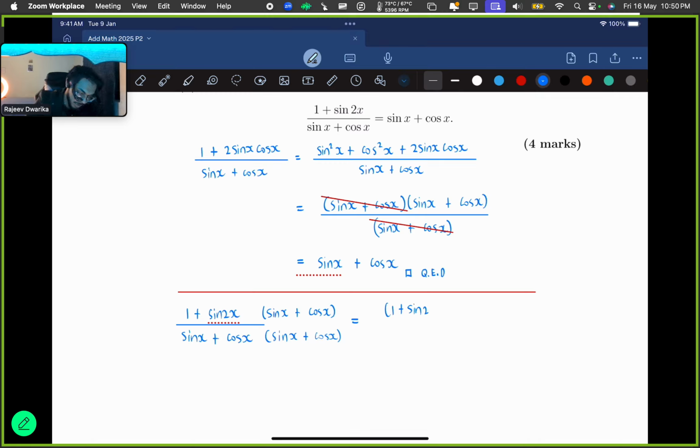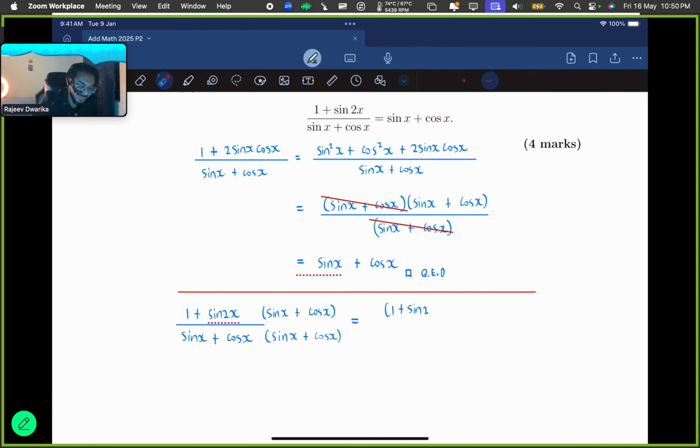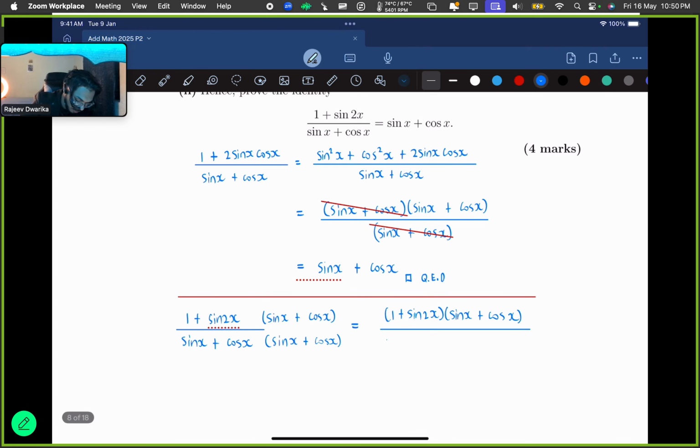You're probably wondering how I saw this, but I didn't see it at first. This just seemed more obvious to me. I could not see it otherwise, because where else are you going to get sine x plus cos x from? So I introduced it on the top and bottom. So in the bottom, you're going to end up with sine x plus cos x by itself.